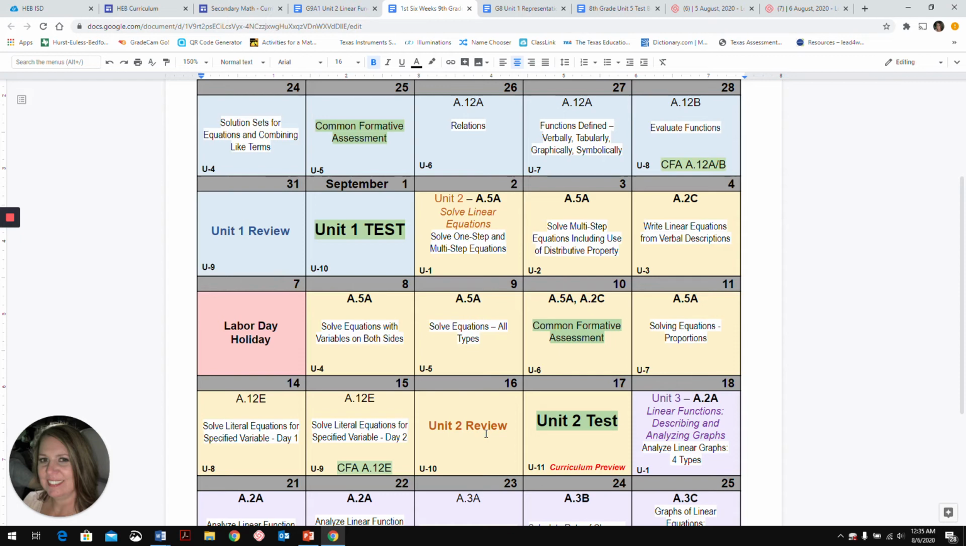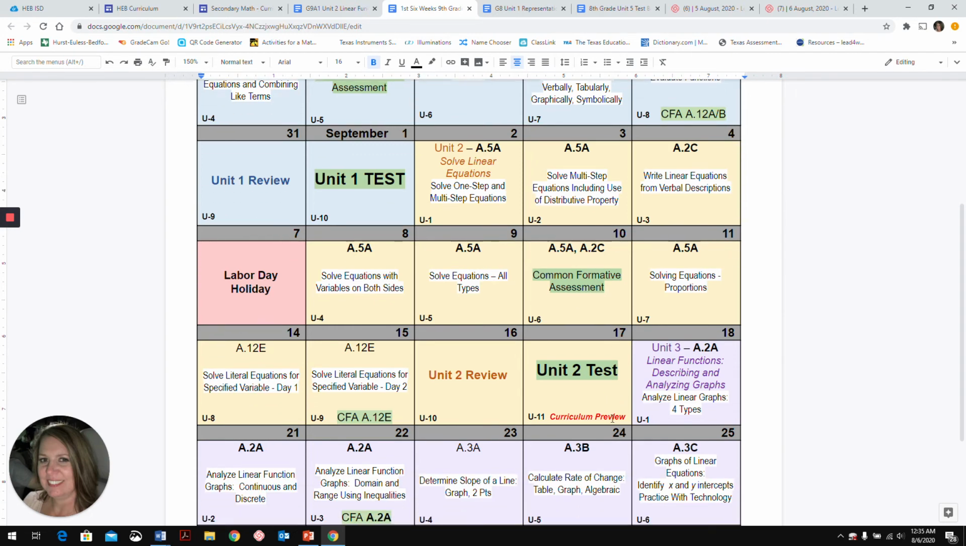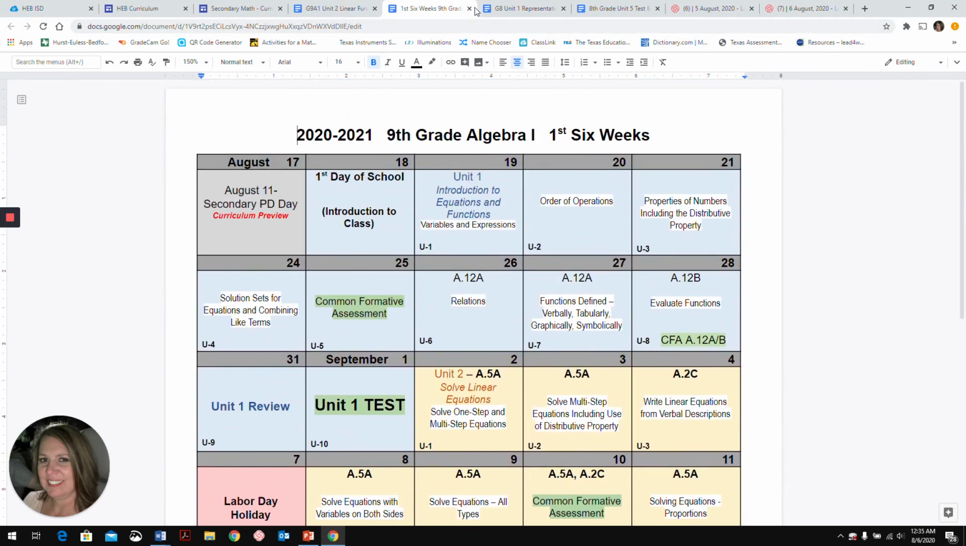That's fine. That is certainly your choice. So again, this is just a starting point that we hope you will find useful. Of course, the rest of the calendar is again very similar to last year. We have the curriculum preview labeled here. When there's a district exam, that will be labeled on here and so forth. So that is the calendar.